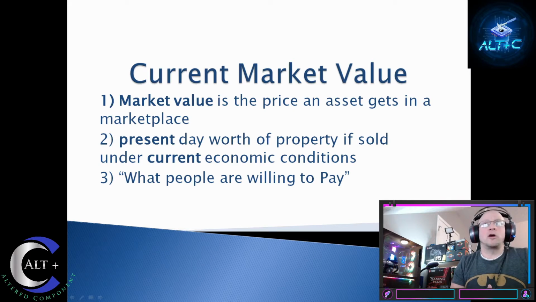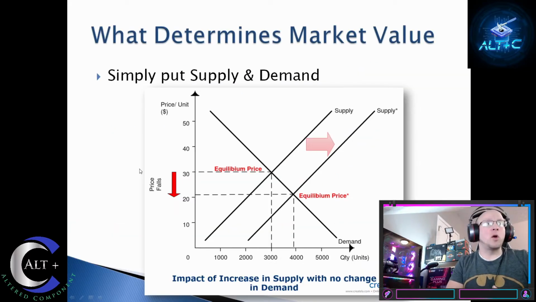So what is current market value? Market value is the price that an asset can get in the marketplace. It is the present day worth of a property if sold under the current economic conditions. Basically, current market value is whatever people are willing to pay for the given item at a given point in time. So what determines the current market value?